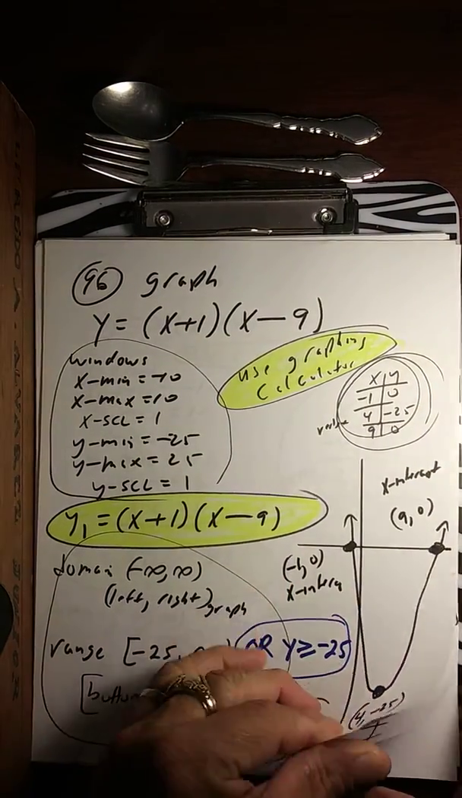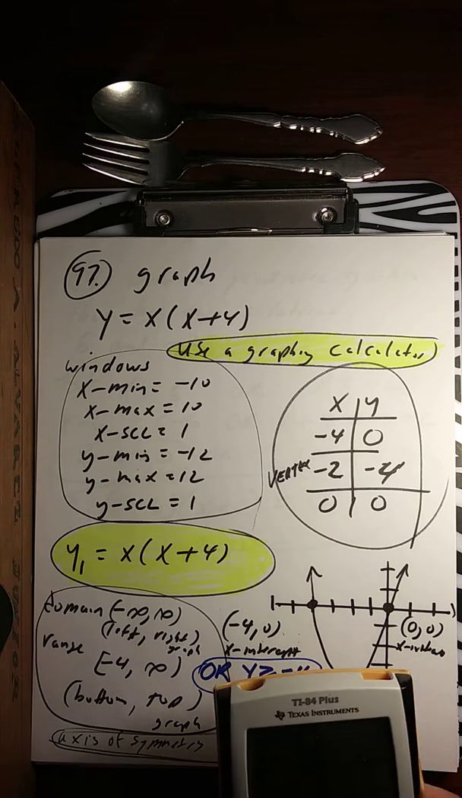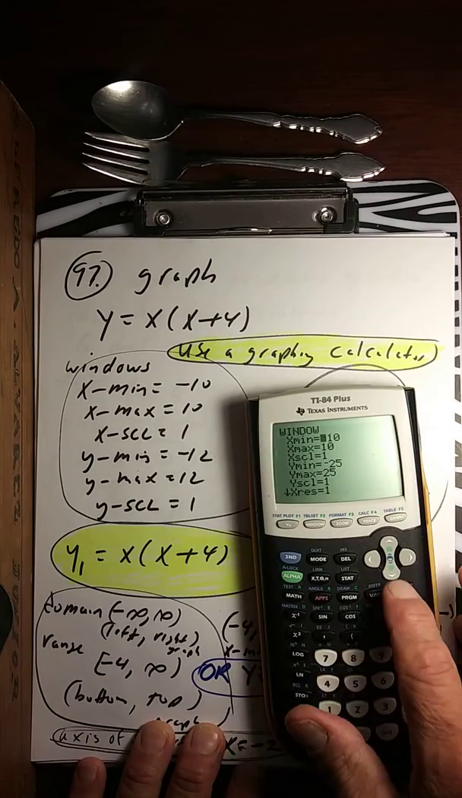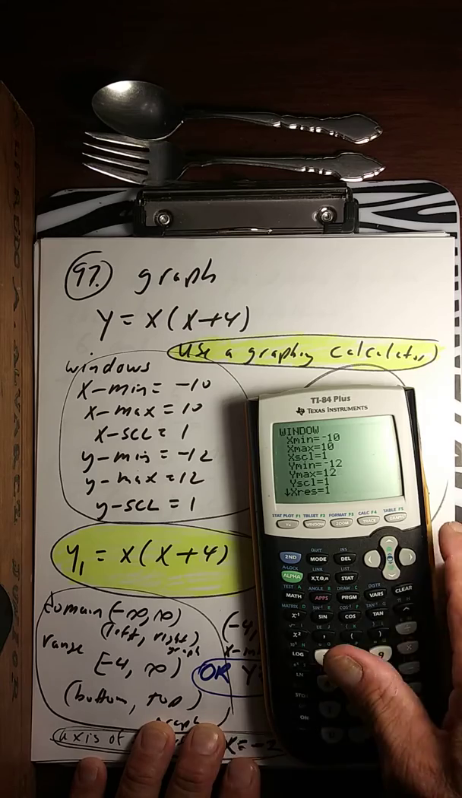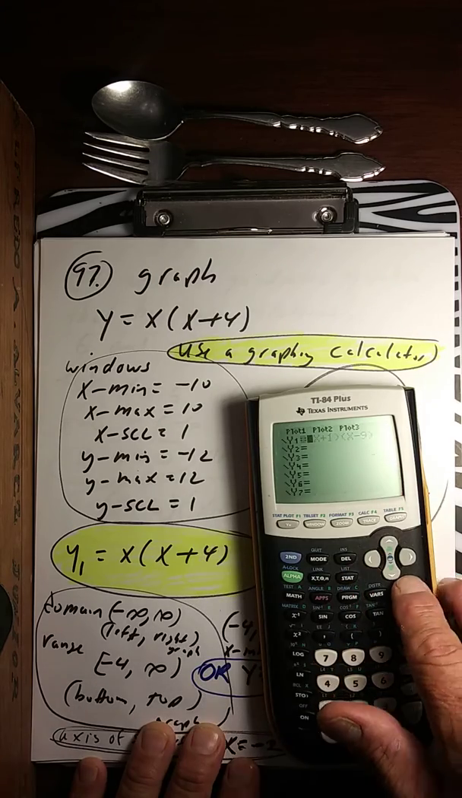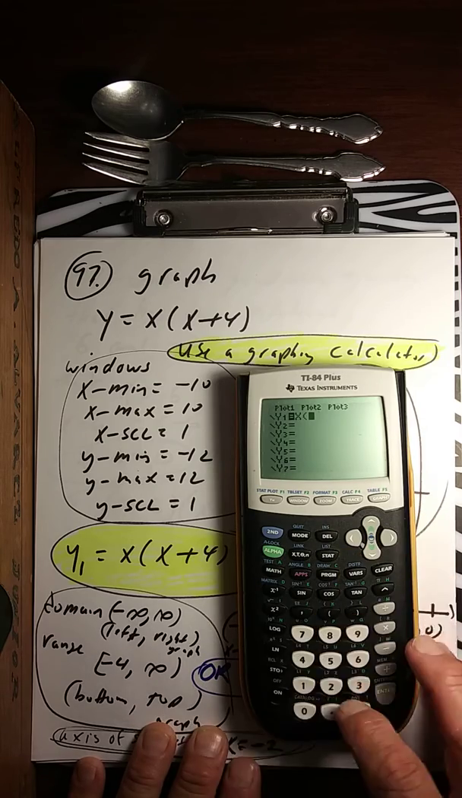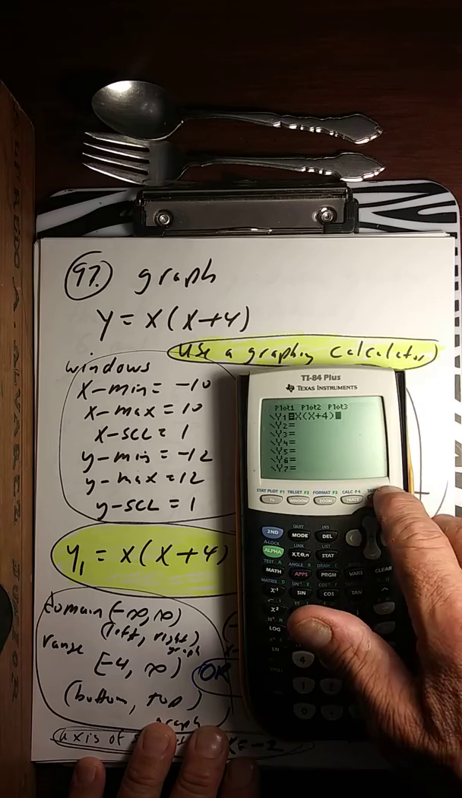Alright, next graph. So let's set the windows first. Windows: negative 10, 10, and negative 12 and 12. And this graph, get rid of that one. So x times (x plus 4). x times (x plus 4). Close it. Hit graph.